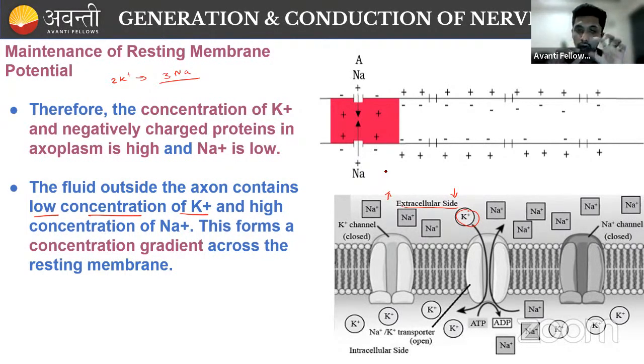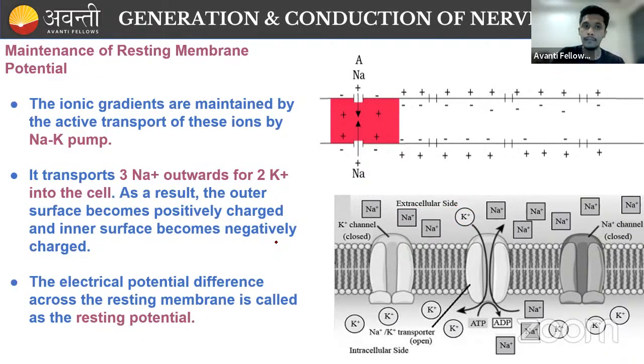So this concentration gradient will make the inside of the cell what charged? Is it negatively charged or positively charged? What did I tell you about the resting potential? Keep that in mind, we'll come across that. So that concentration gradient is created across your resting membrane. Now, as I said, the exchange of sodium and potassium ions takes place across the membrane to maintain this gradient.